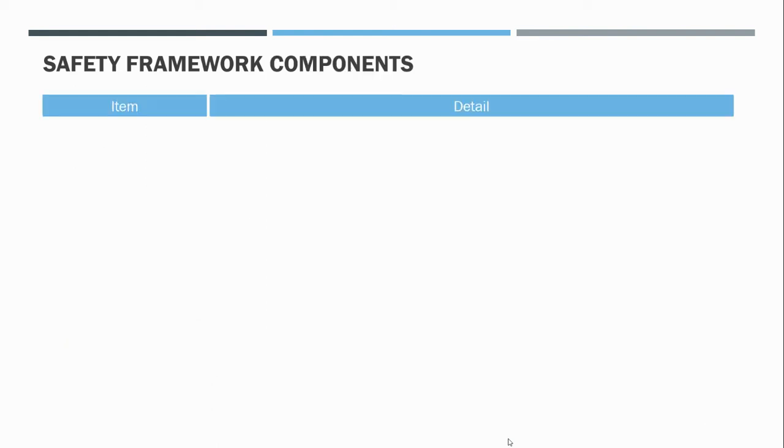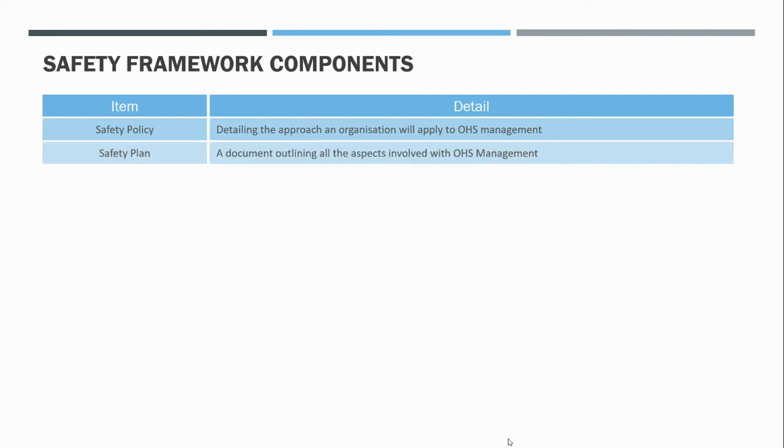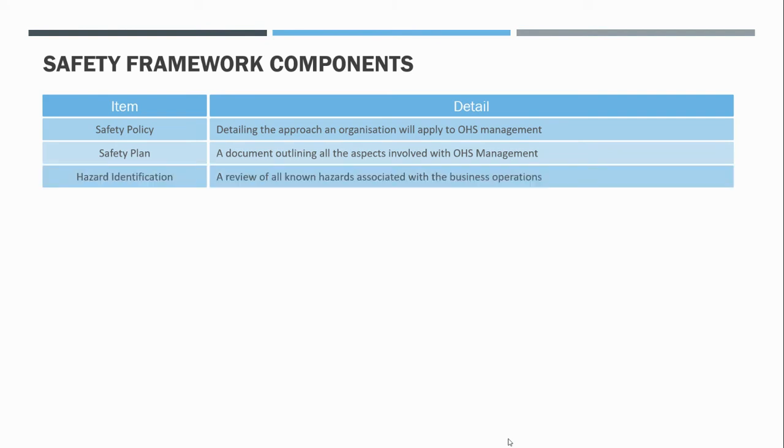Now, there's a lot involved in developing a framework, so let's have a look at some of the things that may be included. A safety policy, which details the approach an organisation will apply to OHS management. A safety plan, which is a document outlining all of the aspects involved with OHS management. Hazard identification is a review of all known hazards associated with the business operations. Module 3 goes into more detail about what's involved with identifying hazards.